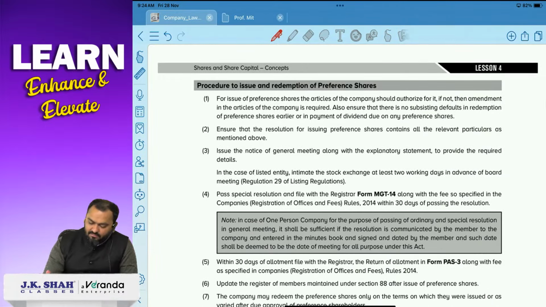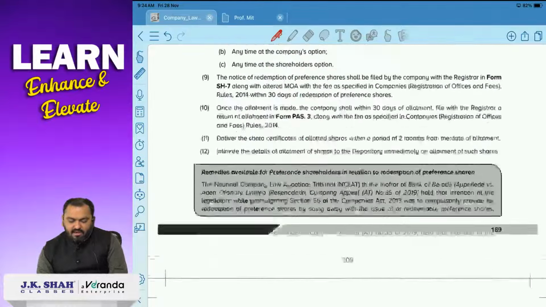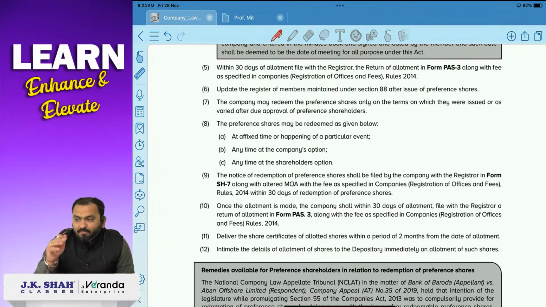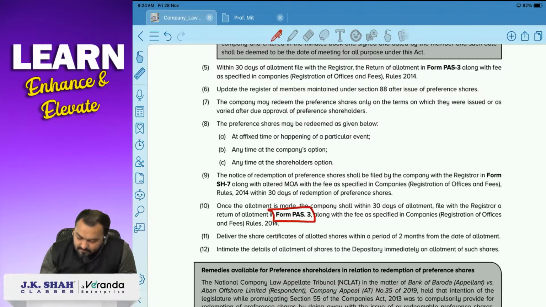Okay, and here there is a procedure for that. Procedure means call meeting, pass SR, MGT 14, all these things. Okay, and one minute. If company is issuing preference shares, again PAS 3 will come. What is PAS 3? General principles of allotment.